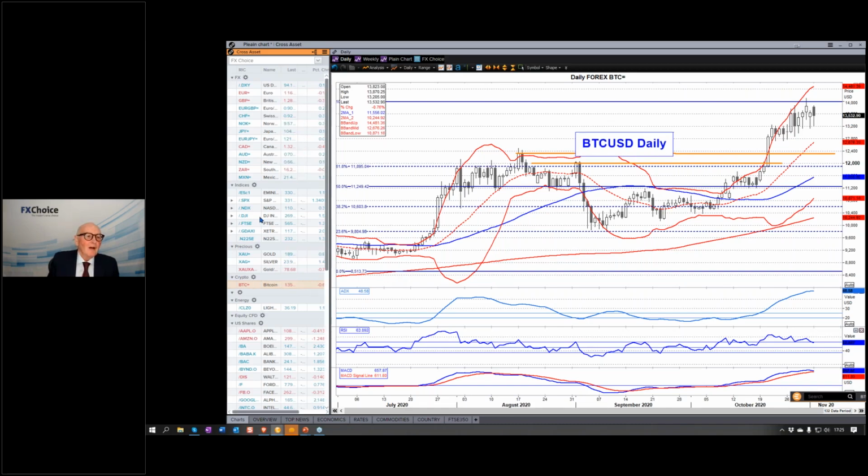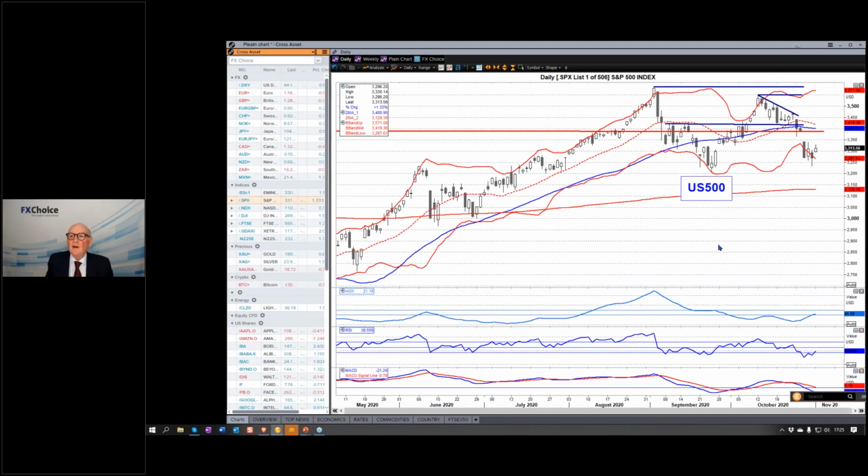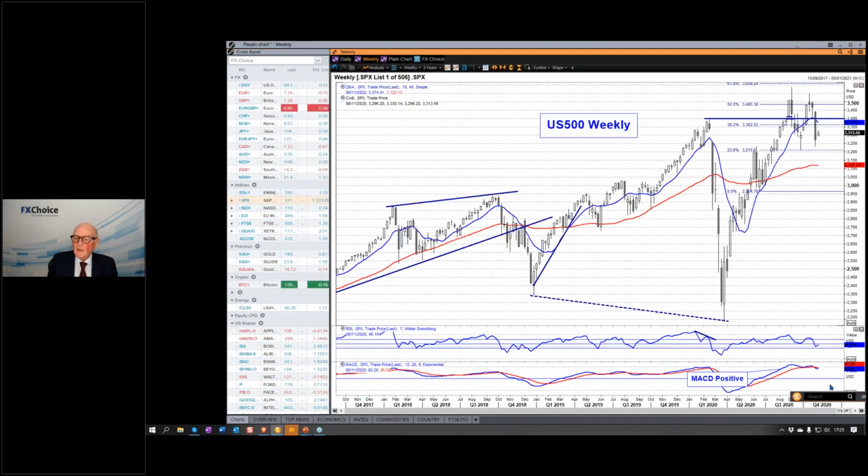Okay, so I'll go to the stock indices. I've got 5 minutes left, so I'll have to do it fast. I'm going to start with the US 500 here. Again, I'll start with the weekly chart, and what I'm noticing here is that the MACD has crossed. Here the RSI has come down.